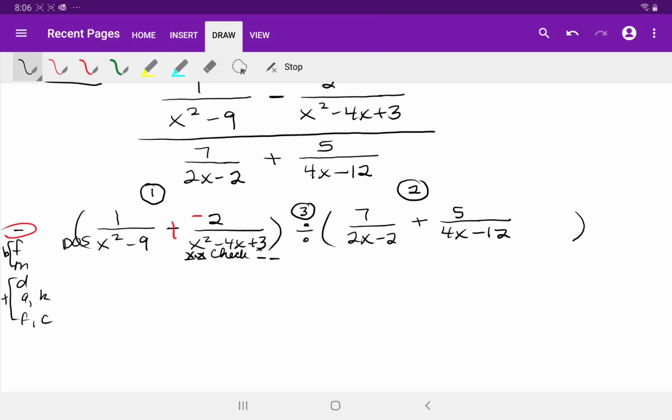So this is x and x. This is 3 and 1. That's the only way to get 3. I'm trying to get negative 4x. So this is negative 2 on the numerator. 2 parentheses, x and x, 3 and 1, and negative 4x means I need them both to be minus.